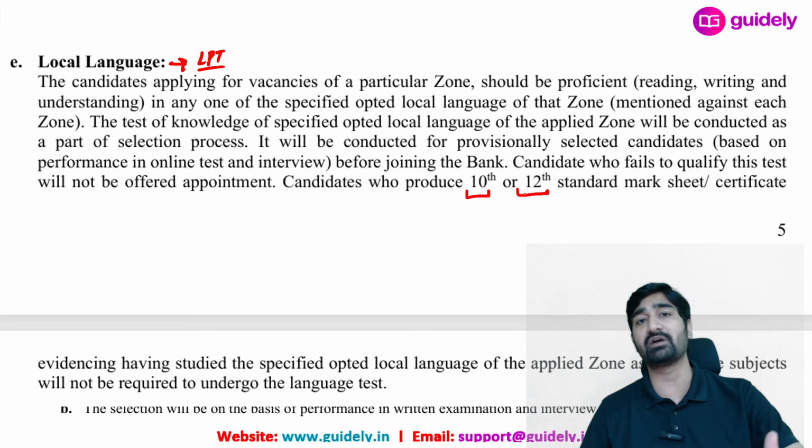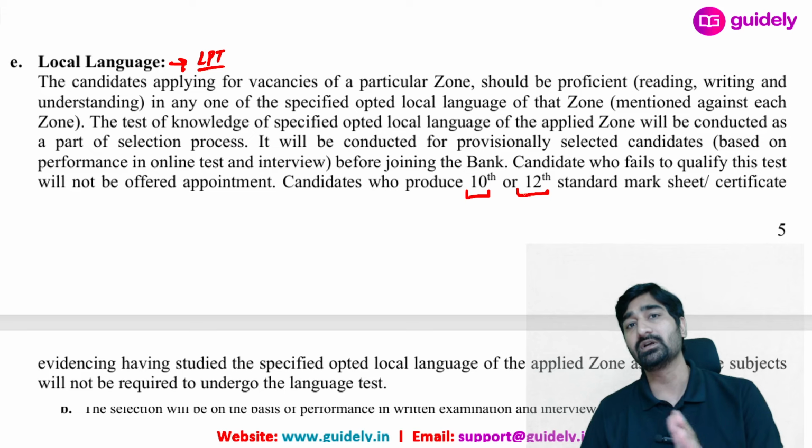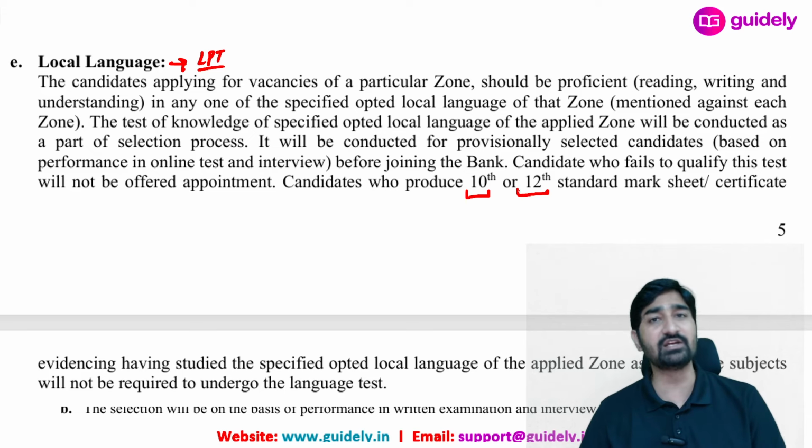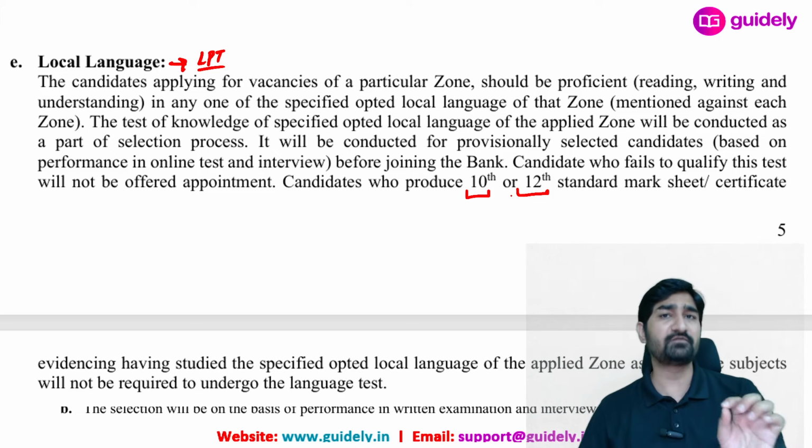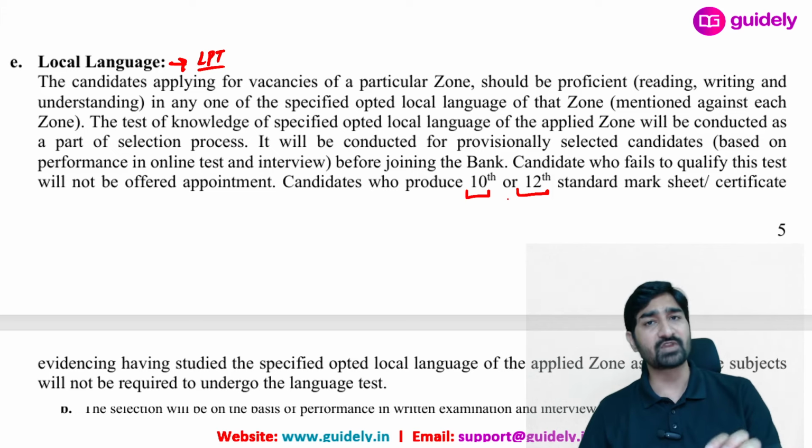So, for example, you have applied in a particular state. For example, you have applied in Gujarat and you have studied the Gujarati language in class 10th or class 12th. Then you are not required to go through the LPT. Similarly, if you have applied in Maharashtra, Karnataka, Tamil Nadu, any state, and you have studied the regional language in either class 10th or 12th, your LPT will not be conducted. Other people need to go for the LPT.